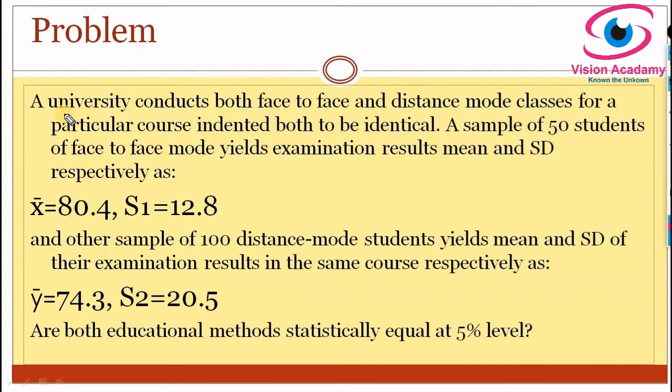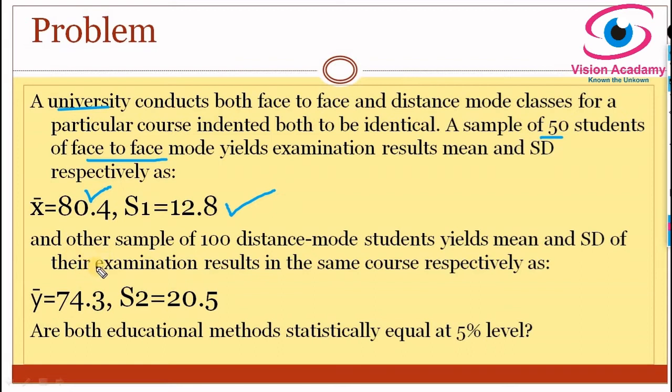So here we have a problem. This problem is based on a university exam. A university conducts both face-to-face and distance mode classes for a particular course, intended both to be identical. So in each mode, face-to-face and distance mode, some samples have been taken. In face-to-face mode, from a sample of 50 students, the mean examination result is 80.4 and the standard deviation is 12.8.